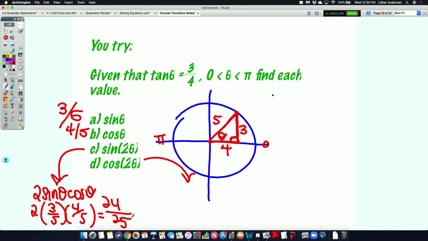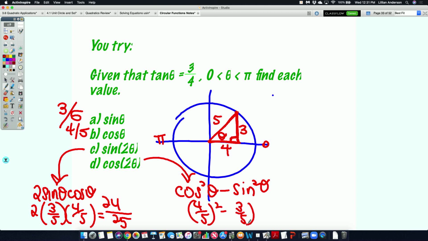And then for your cosine of 2 theta, you can use any one of the 3. Considering that the other examples we hadn't used this one, I'm just going to use it for fun. It's a minus, right? Cosine squared minus sine squared? Yes. That is 4/5 squared minus 3/5 squared, which is 7/25.